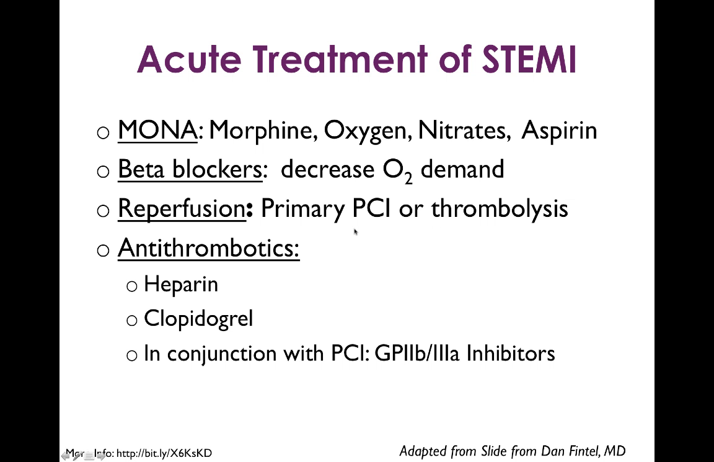PCI is probably preferable. The other things that are added are other antithrombotic agents, heparin and clopidogrel or another thienopyridine. And while the patient is getting the PCI, adding a 2B3A inhibitor. So you can see that the patient is on a whole bunch of drugs to interdict the thrombotic pathway: aspirin, heparin, clopidogrel, 2B3A inhibitors.